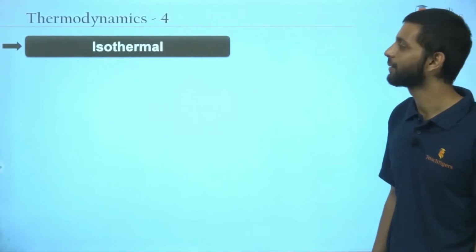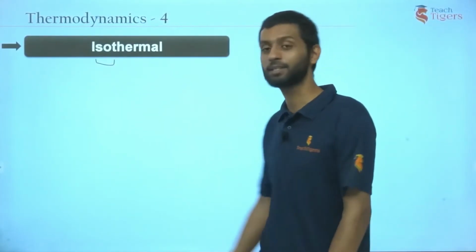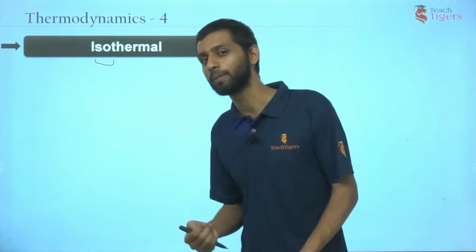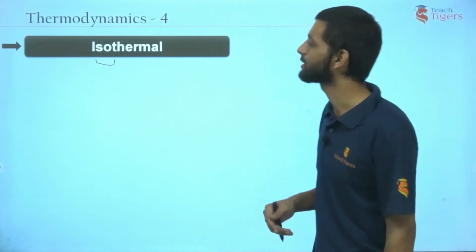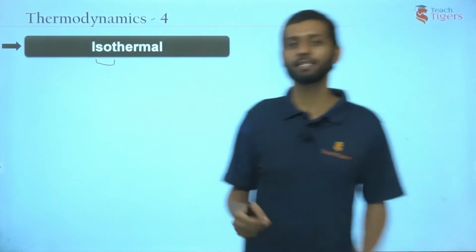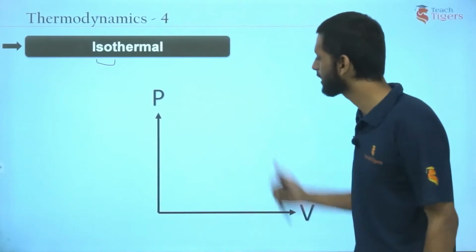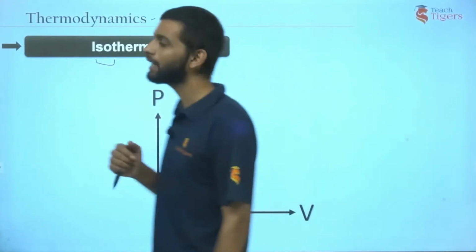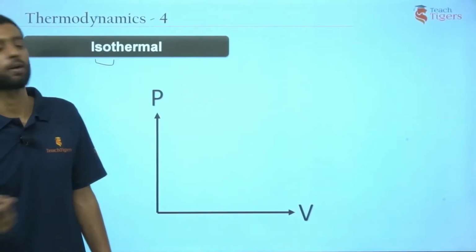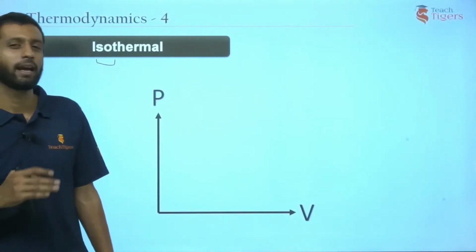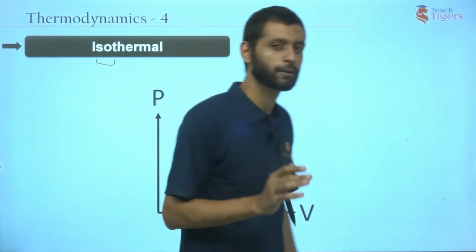Next is isothermal. What do you suggest this is? Iso means same throughout. Thermal means temperature. So during my isothermal process, my temperature is going to stay the same. I have a PV graph over here. Take a moment, think about it. How do I show constant temperature on a PV graph? It seems very difficult. But think about it.